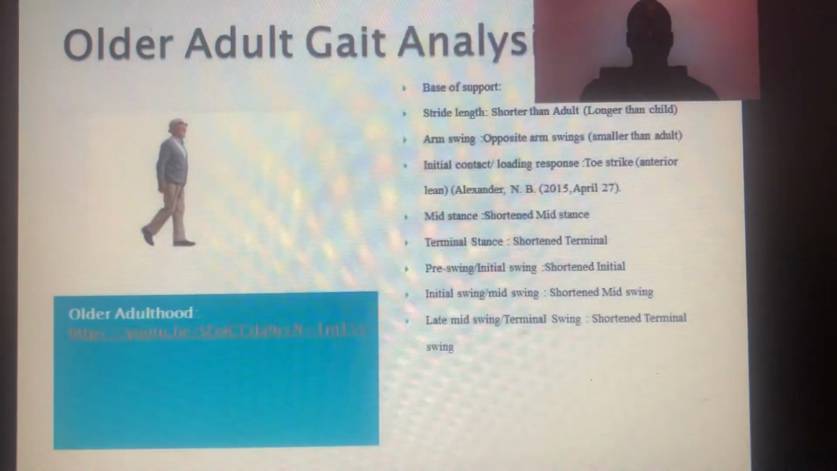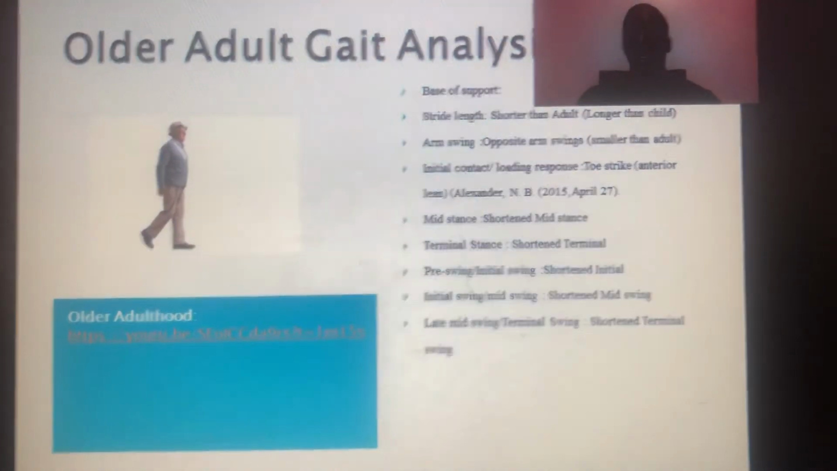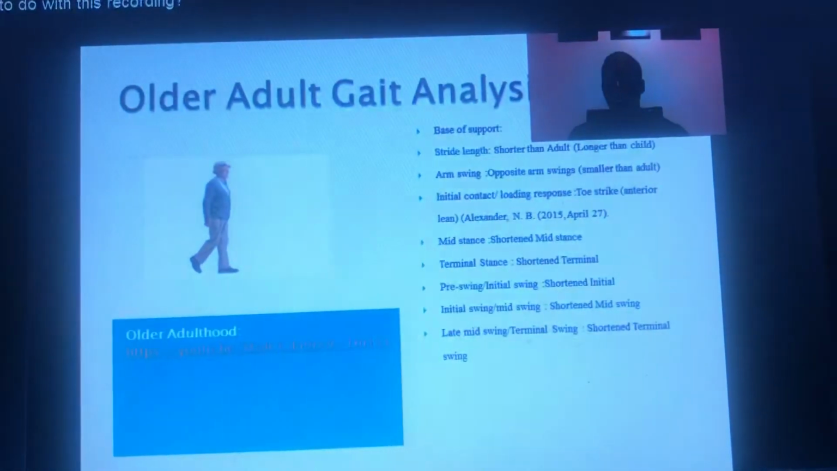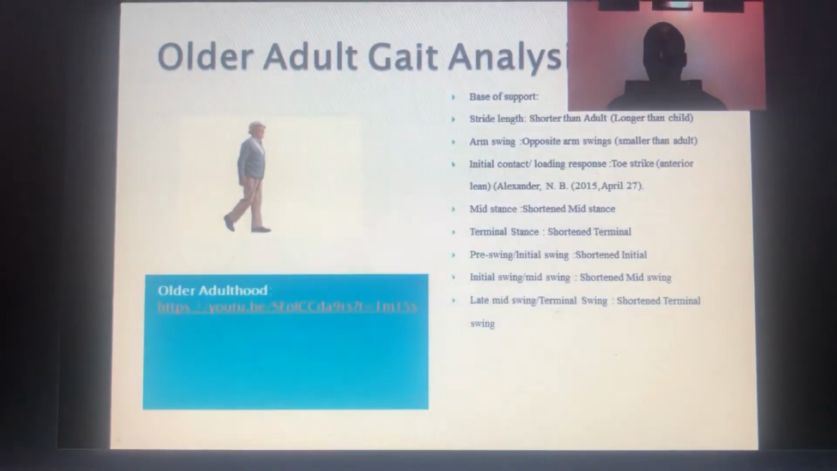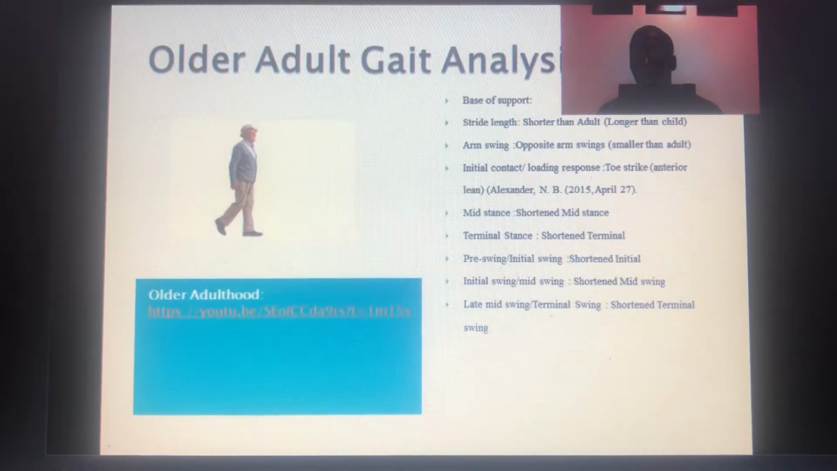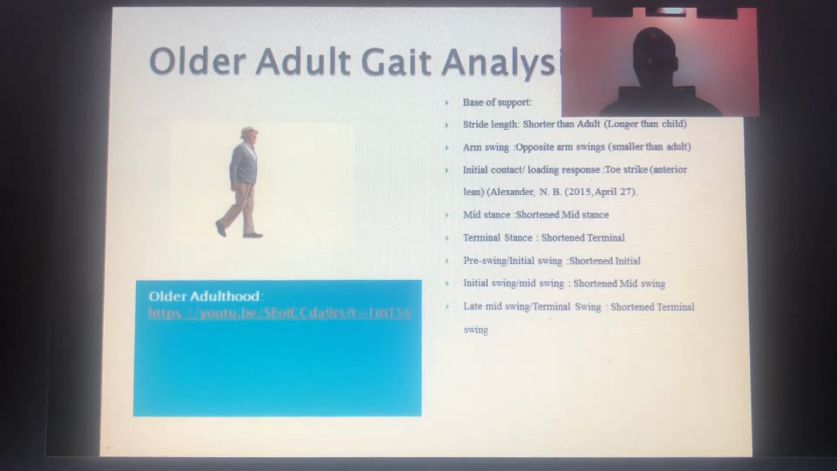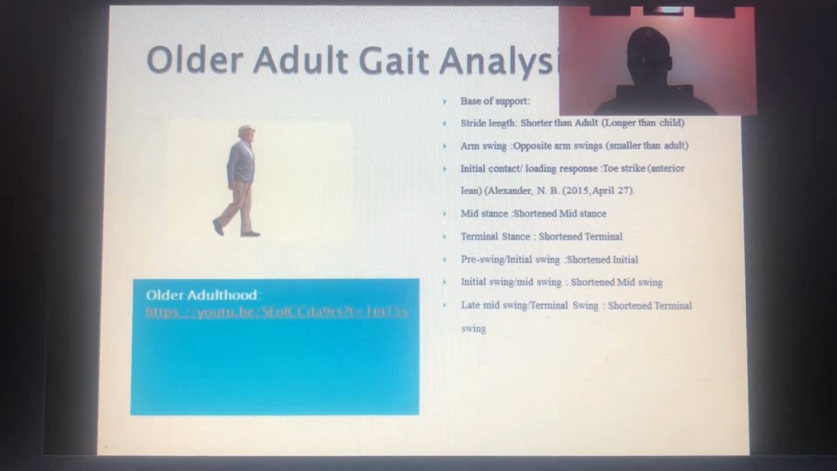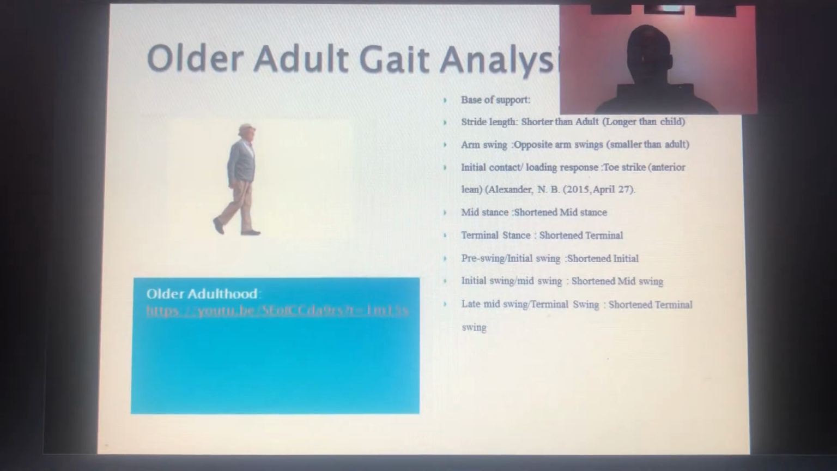So for older gait analysis, you have your base of support, which will be a little bit shorter width, so it wouldn't be that much different from your adult. I did not have that posted there, but it is shorter width. Stride length would be shorter than the adult, but longer than a child, because of their lost muscle mass. Arm swings would be opposite swings, but smaller than an adult because of the smaller steps, the smaller stride lengths.